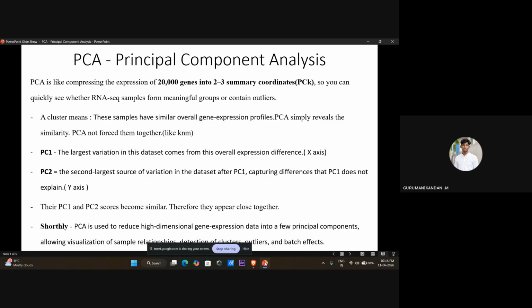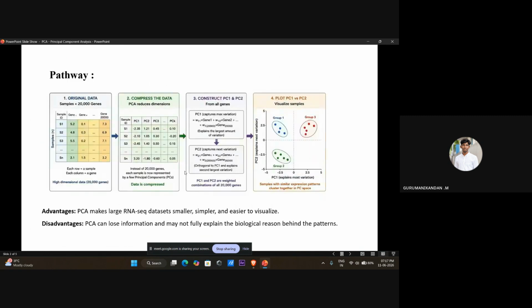And there's a cluster, meaning in the plot, it occurs in the graphical representation. And PC1, PC2 are the principal components. The graph represents the individual samples, like the x-axis and y-axis of the graph. So this is the pathway of PCA.